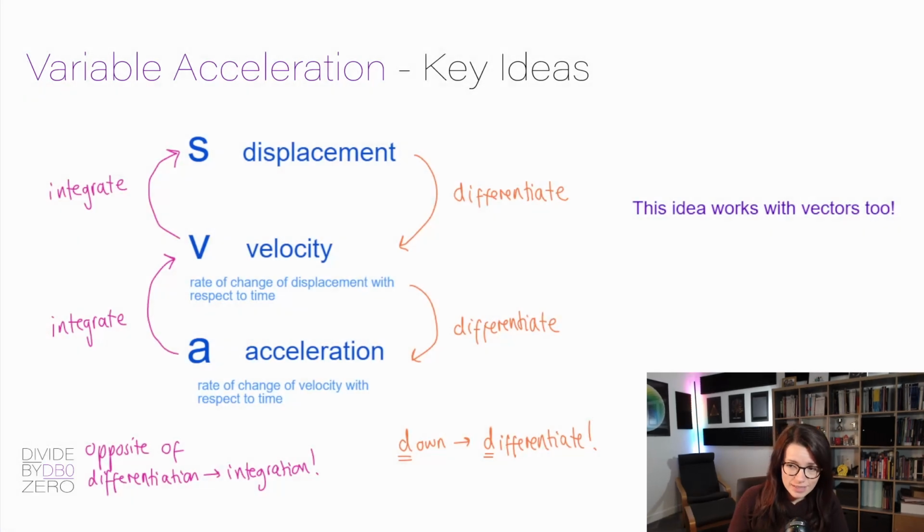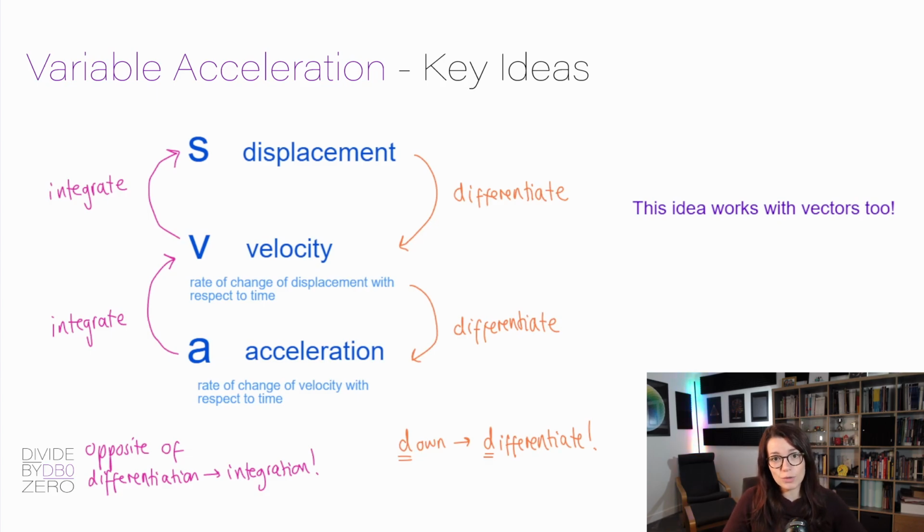So here are the key ideas for variable acceleration. Basically, to go between displacement, velocity, and acceleration, you can differentiate when you go down that list and integrate when you go up that list. This is because velocity is the rate of change of displacement with respect to time, and acceleration is the rate of change of velocity with respect to time. If you can remember that order of SVAR, that'll be really helpful in the questions.